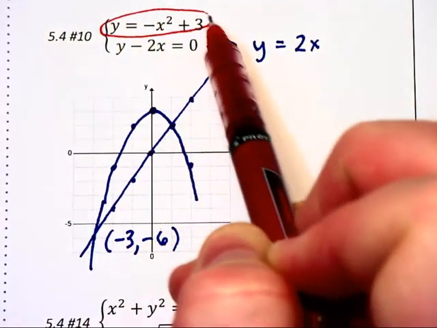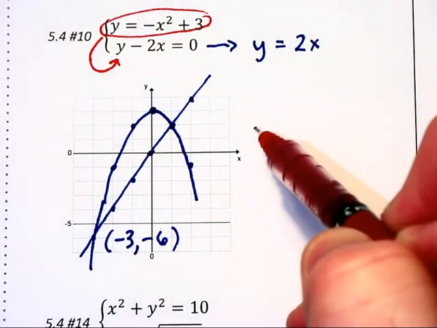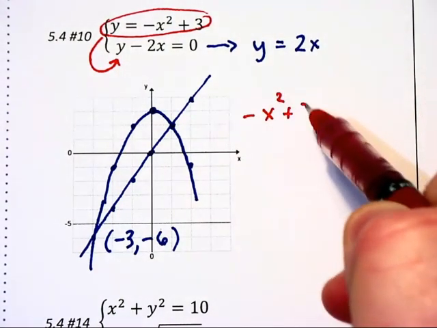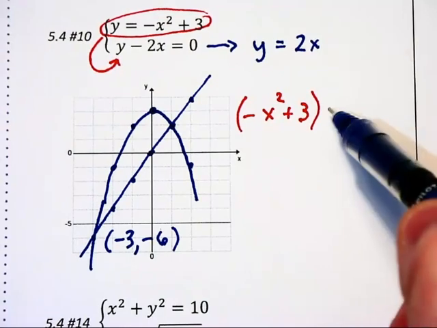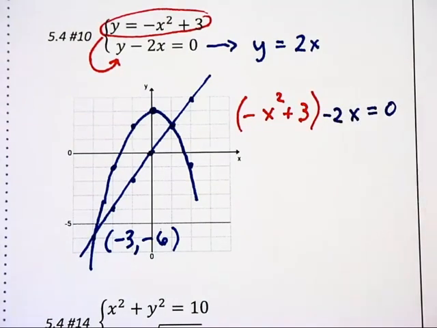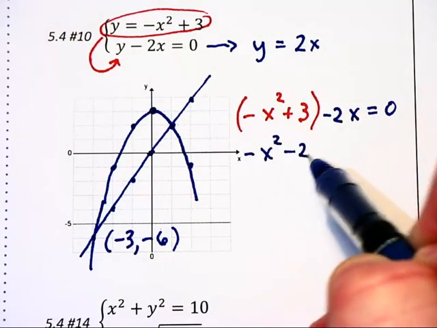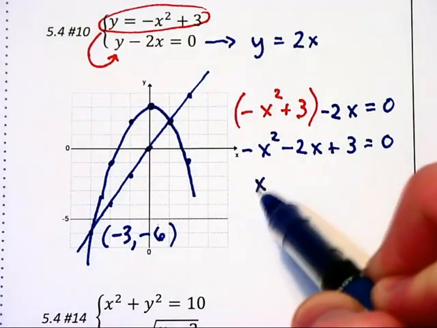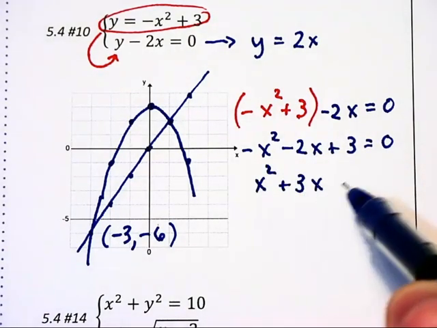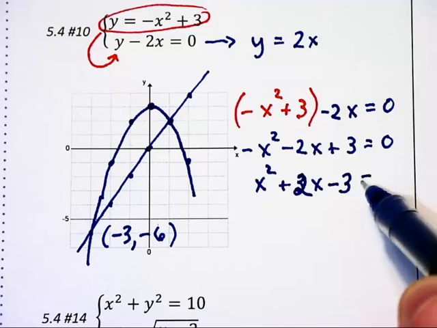If we take this first equation and substitute it into y in the second equation, we would now have -x squared plus 3 being substituted in. Let me put that in parentheses. Minus 2x is equal to 0. So we now have an equation to work with. I'm going to rearrange this. -x squared minus 2x plus 3 equals 0. Multiply through by a -1 just so we could have the x squared be positive. So x squared plus 2x minus 3 is equal to 0.